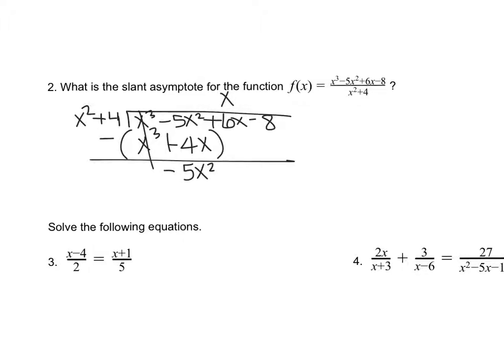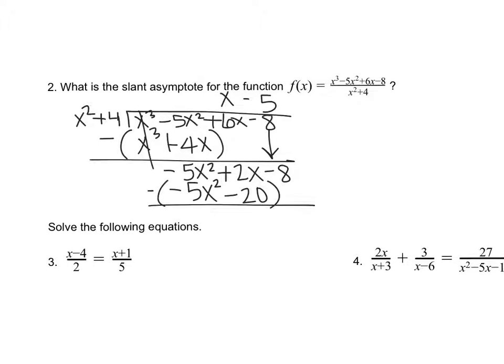We have 6x minus 4x, which is going to give us 2x, and then we bring down the minus 8. Next, we take negative 5x squared and divide it by x squared, and we get negative 5. Multiply it by what we're dividing by, we get negative 5x squared minus 20. Put in parentheses, subtract. Negative 5x squared minus a negative 5x squared cancels.